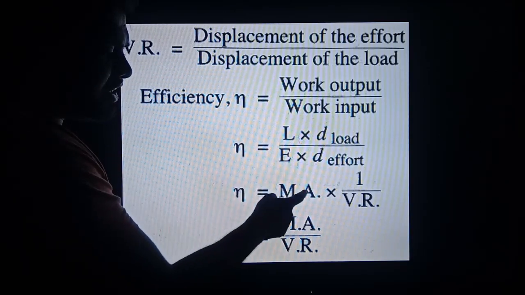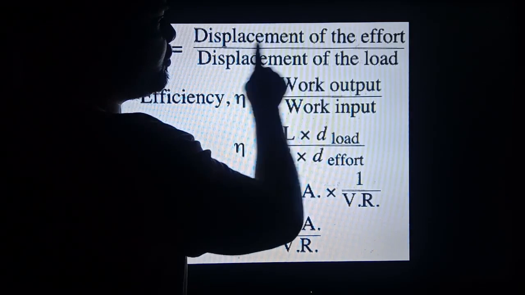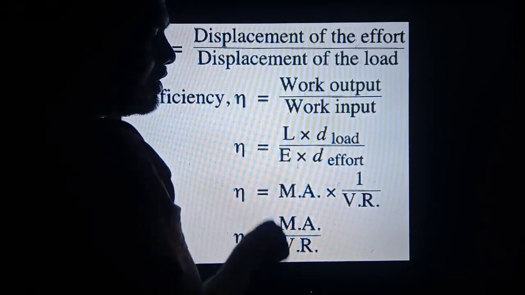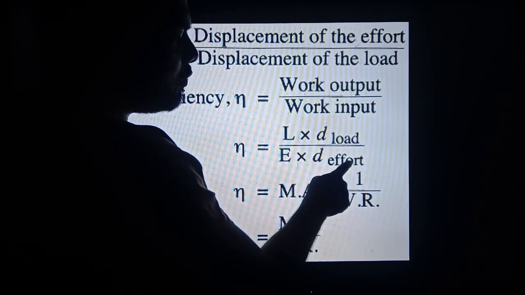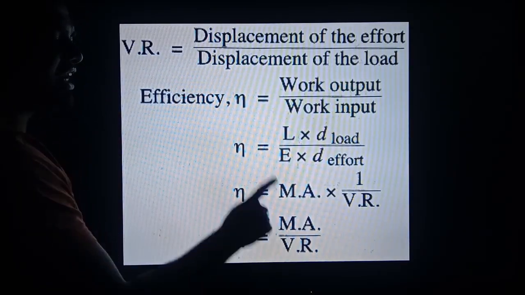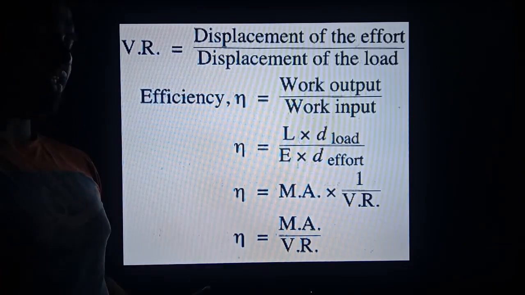So load upon effort is called mechanical advantage, and distance of effort upon distance of load is called velocity ratio, but here it is the reciprocal. So distance of load upon distance of effort will be 1 upon velocity ratio. So efficiency is equal to mechanical advantage upon velocity ratio. You have to prepare all these things and write a copy.